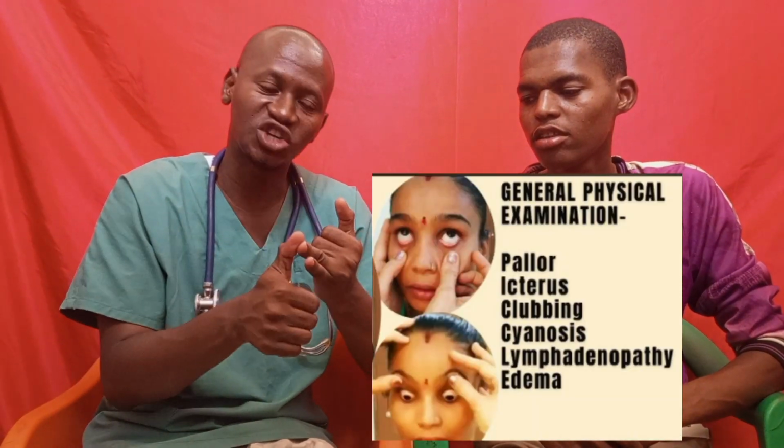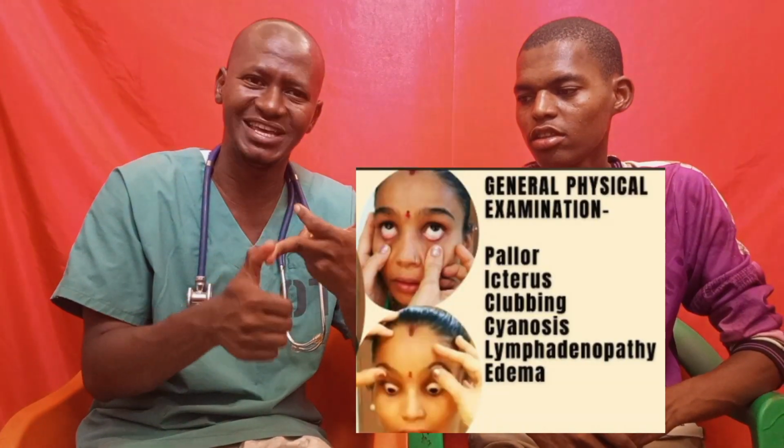So other than that, whenever you're doing a general physical examination, there are 6 main areas for you to give consideration before you start. So the first one we have is pallor, the second is icterus, the third is cyanosis, the fourth is lymphadenopathy, and the fifth is edema, and the sixth is clubbing.